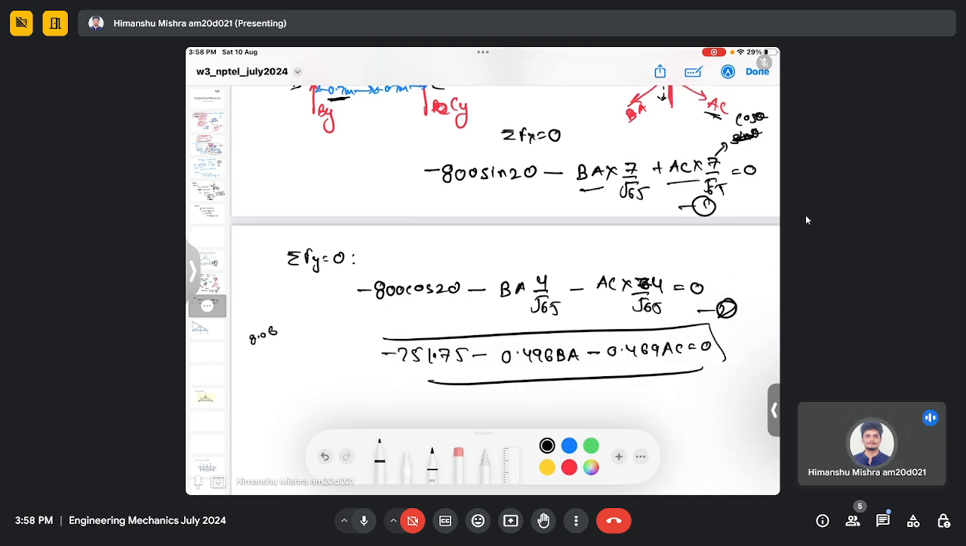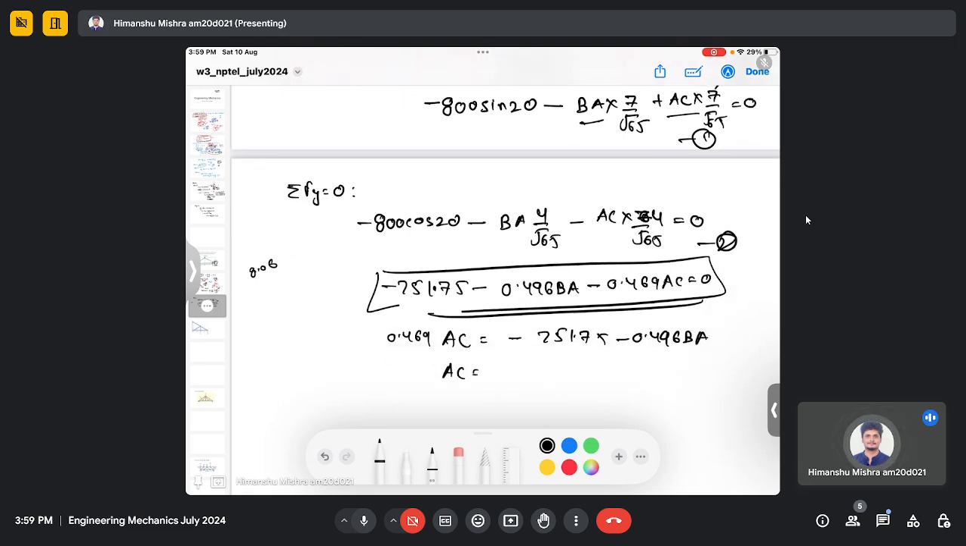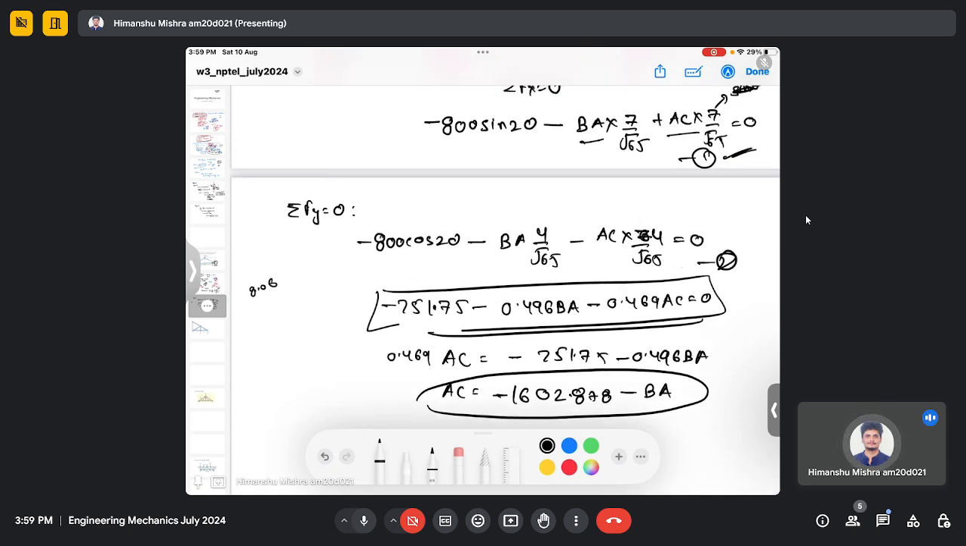So this is from equation 2. I can write AC as minus 751.75 minus 496 PA. So my AC will be 1602.878 minus BA. So I can put this force AC in equation 1.